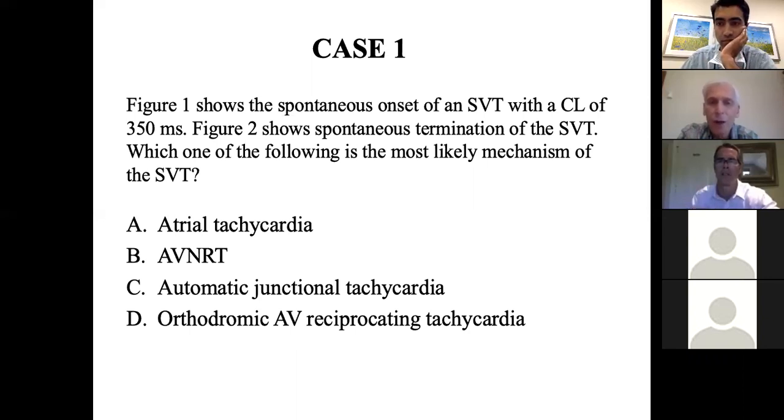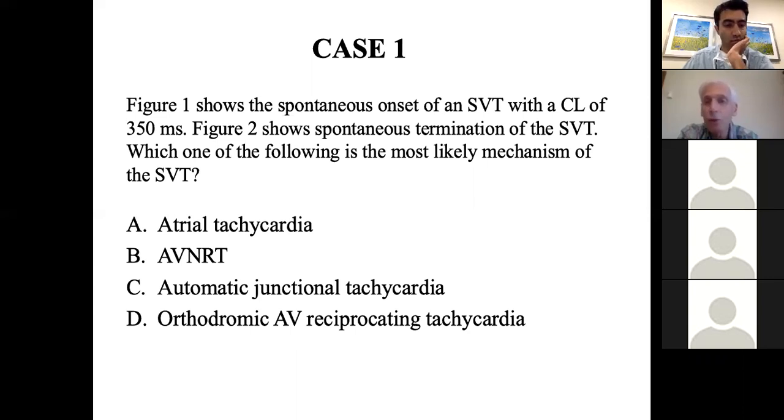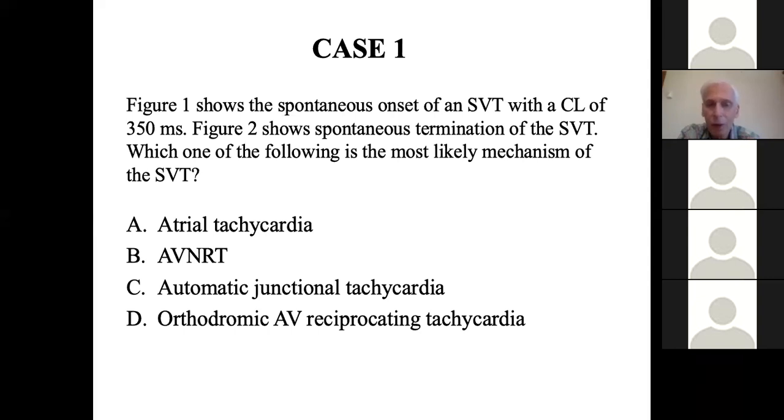It hardly ever says what is the mechanism, because sometimes you don't know for sure what the mechanism is. And very often the questions are worded such that it says, what's the most likely mechanism? So you may think of some mechanism that's not even listed. For example, a concealed nodofascicular bypass tract that allows you to reset an AV node reentry with a late, premature PVC. It doesn't matter. If that's not one of the listed options, don't worry about it. Just forget about it and think about the four options that are presented to you.